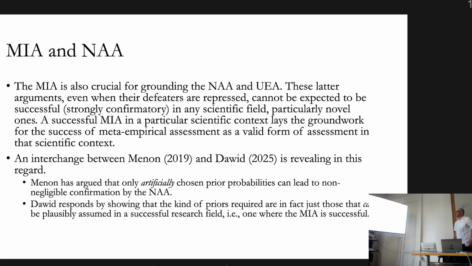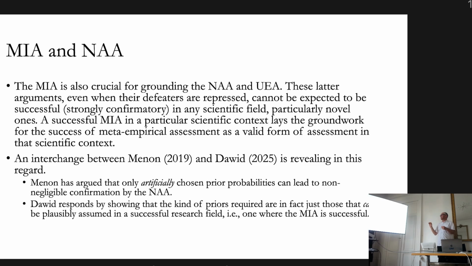I think I already mentioned this a little bit, but in Richard's view, the meta-inductive argument is crucial for grounding the other two meta-empirical arguments. Even in a circumstance where you have both arguments, which makes the meta-empirical hypothesis more robust, there are still enough plausible defeaters available that those two arguments combined might not be considered a particularly good grounding for the meta-empirical hypothesis, given the limitations and underdeterminations. So in Richard's view, the MI really plays a crucial role in grounding the success of those two arguments. So let's see.